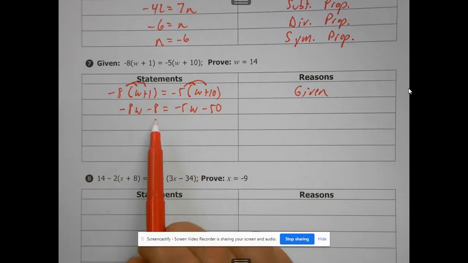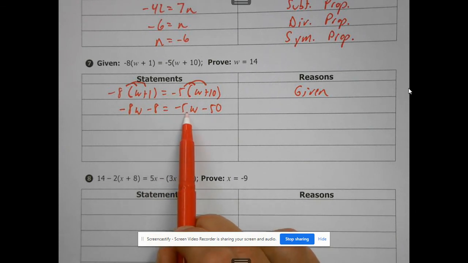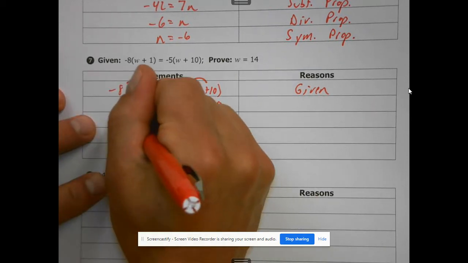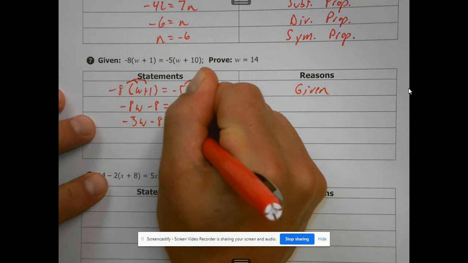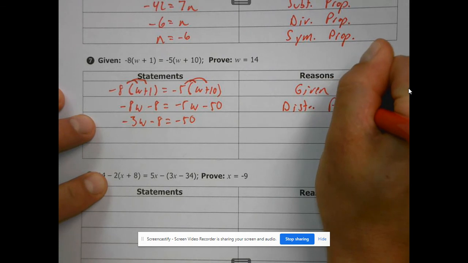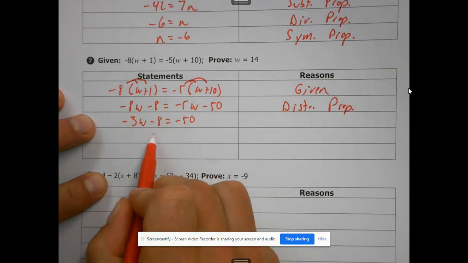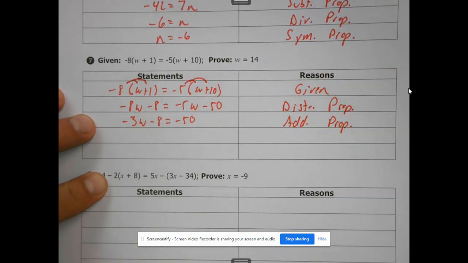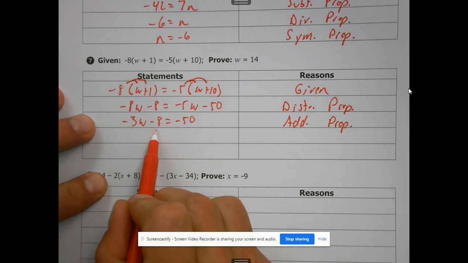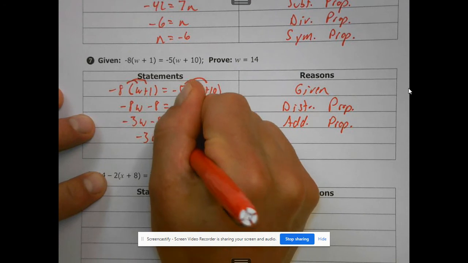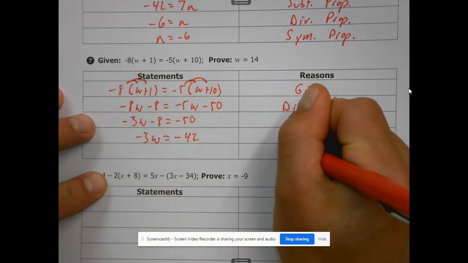Now, once again, you have 4 options just like we had for number 5. For this guy, I am going to add 5w to the left. So that'll give me negative 3w minus 8 equals negative 50. So when I add that 5w over, that's my addition property. Next up, I'm going to add the 8 over to that negative 50. So negative 3w equals negative 42. That was addition property.